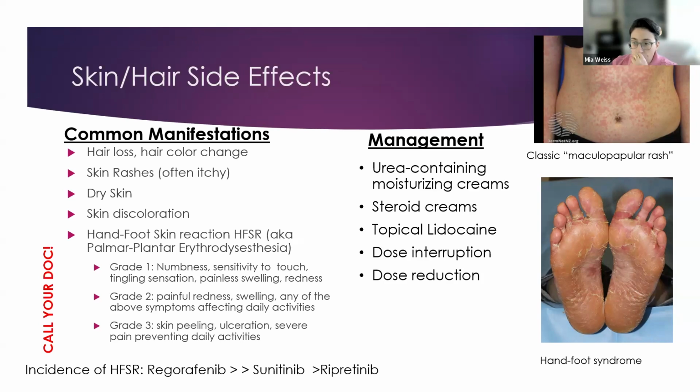So, for mild hand-foot syndrome, urea-containing creams, moisturizing creams can be helpful. There's a couple over the counter, or your doctor can prescribe it. We typically recommend that patients use it on their hands and feet, and if they could put on gloves or socks to prevent it from just evaporating, that's useful. For a rash that's not too involved, a steroid cream can be helpful. For severe pain related to the hand-foot syndrome, topical lidocaine can be prescribed.